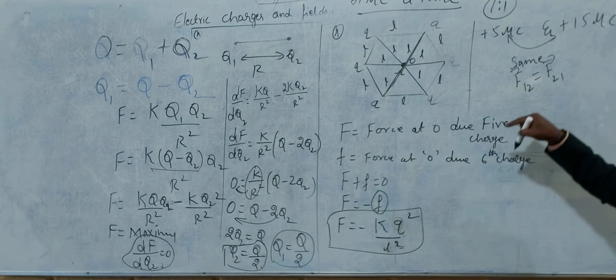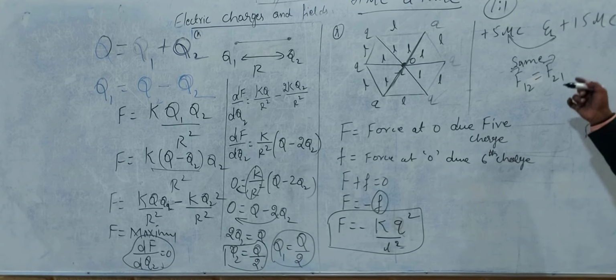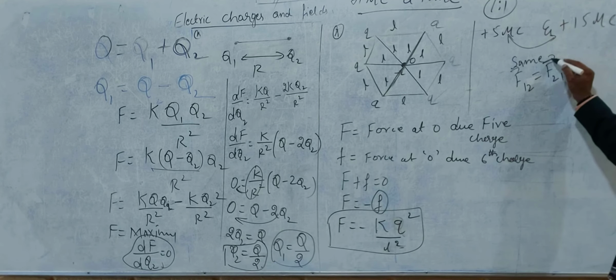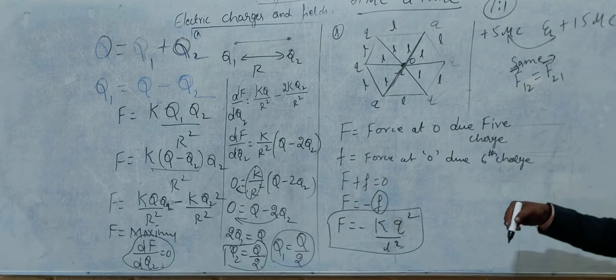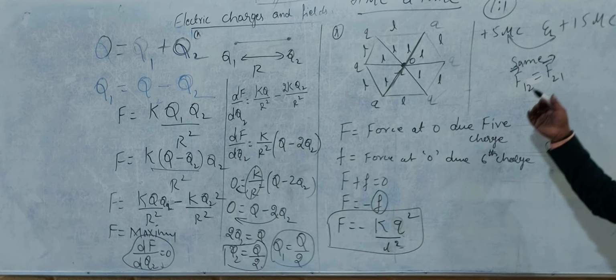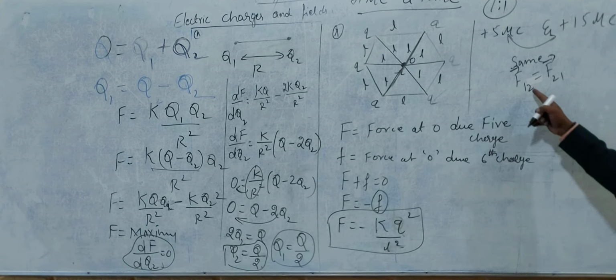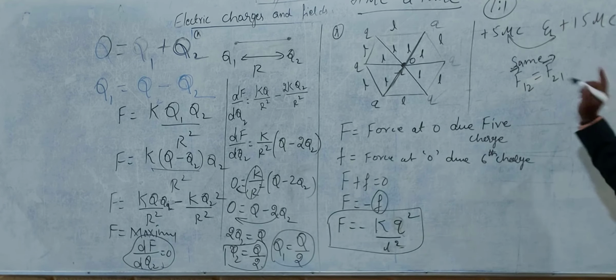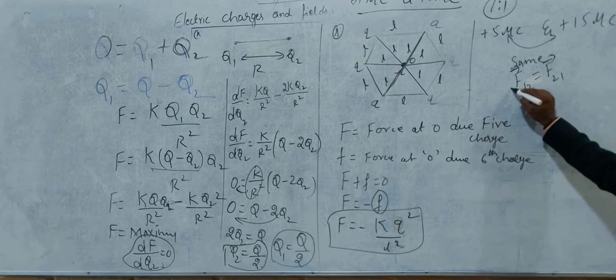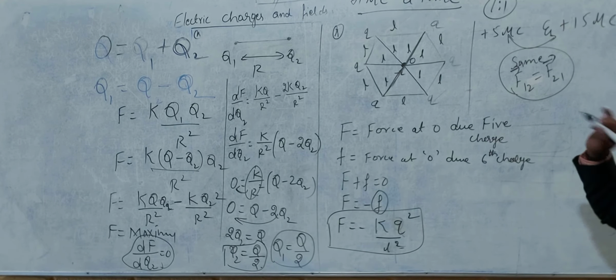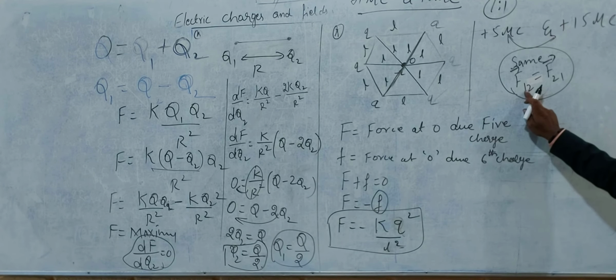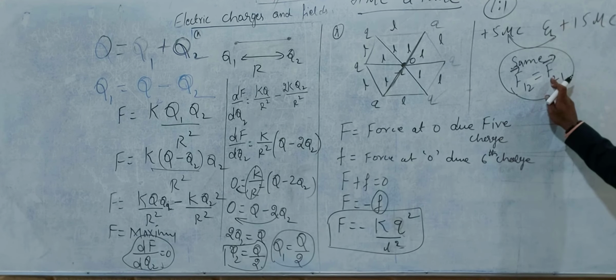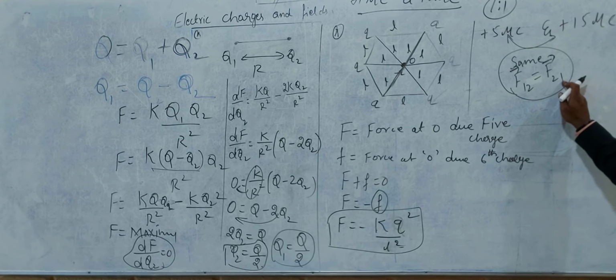This Coulomb's law is also applicable to Newton's third law. Coulomb's law can be derived from Newton's third law also. F12 is equal to F21. This is similar to Newton's third law of motion, because the force on the first charge due to the second charge is equal to the force on the second charge due to the first charge.